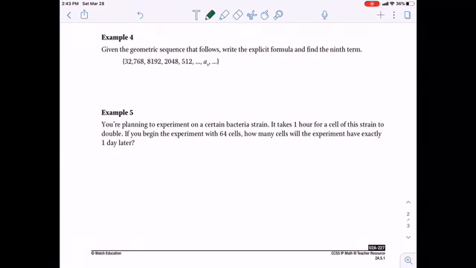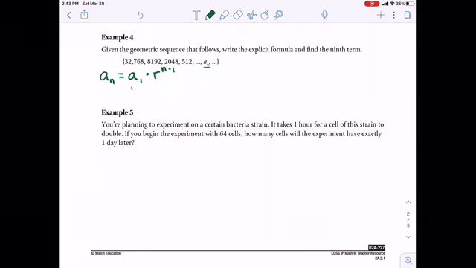On example 4, it says, given the geometric sequence that follows, write the explicit formula and find the 9th term. So to write the explicit formula, you first have to know the explicit formula for a geometric series is this: a sub n, meaning the nth term of the series, whichever number it is we're looking for, is equal to a sub 1, the first term of the series, times r, our common ratio, or the number we're multiplying by each time, to the n minus 1 power.